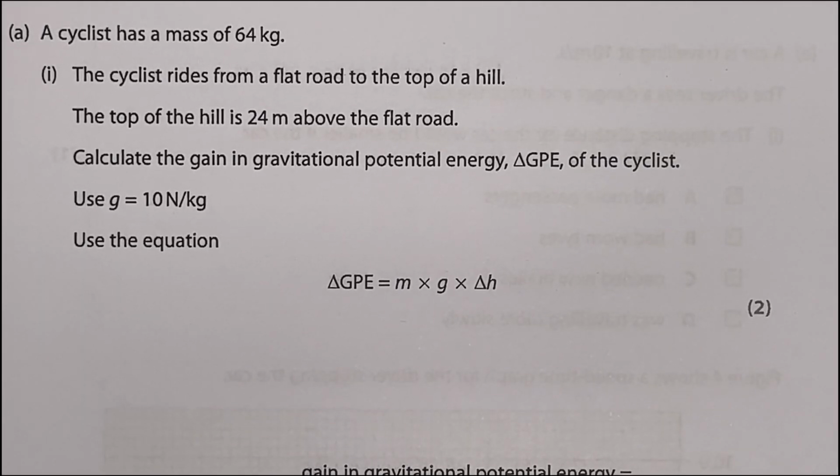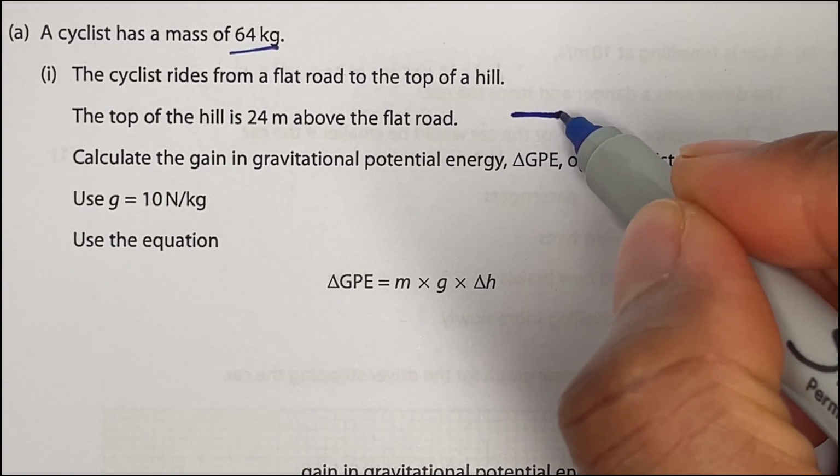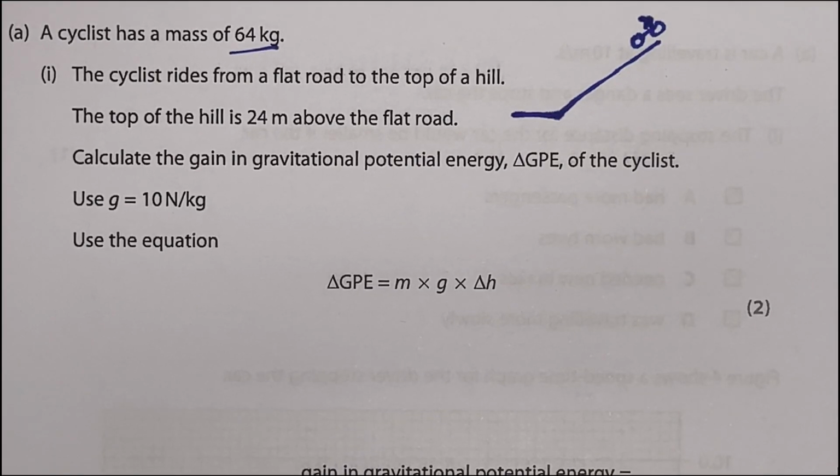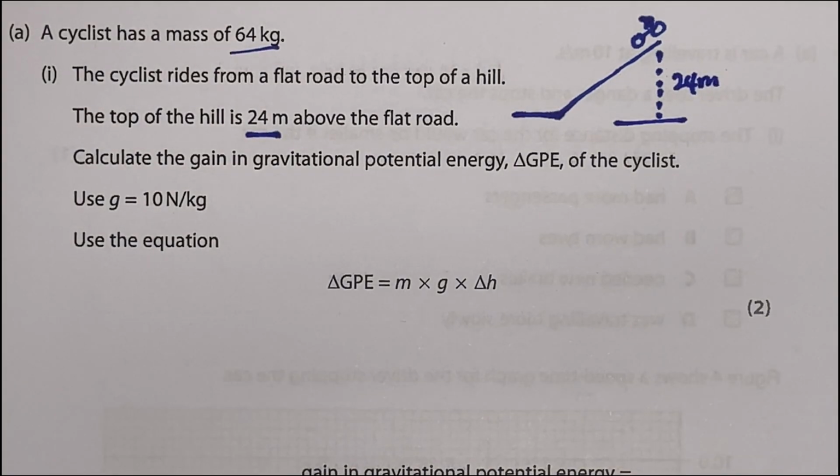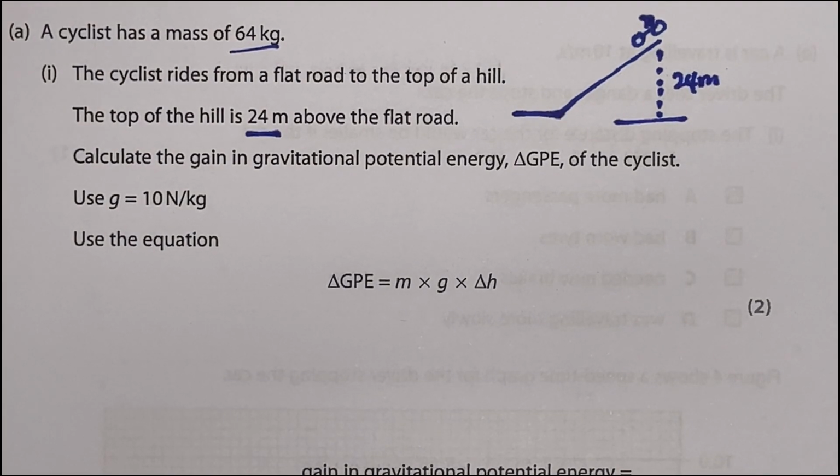A cyclist has a mass of 64 kg. The cyclist rides from a flat road to the top of a hill. So ride flat road, top of a hill. Okay, the top of the hill is 24 meters above the flat road. So this is 24 meters. Calculate the gain in gravitational potential energy of the cyclist.